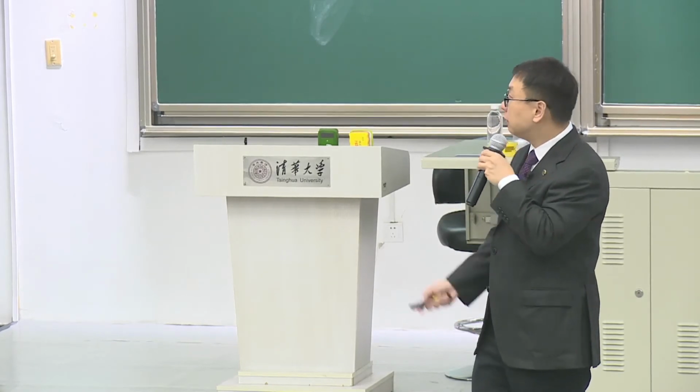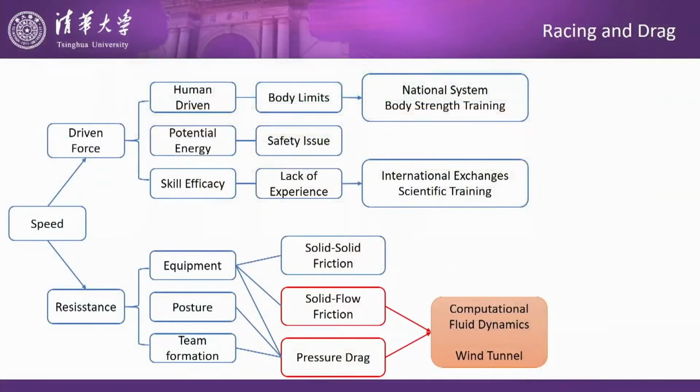All right, for the resistance. Resistance mainly comes from 3 parts. One is the equipment. The second one is posture, so how to pose yourself. And the third is team formation. All right. The first one, equipment, contains a special one, solid-to-solid friction like skate and ice. And the other 2 are mainly solid-flow friction, solid-liquid, solid-gas, and it's flow phase. Okay, solid-flow friction and the pressure drag.